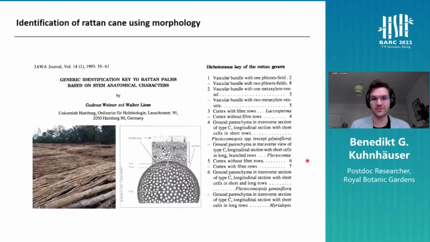So the bottom line of this is identification of rattans using morphology alone does not work. We don't have enough material there to distinguish between species, what we really would need.